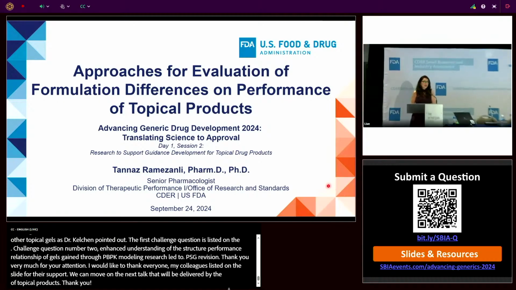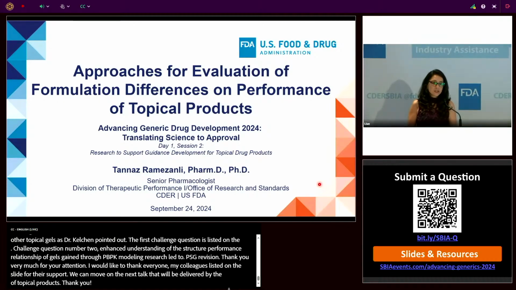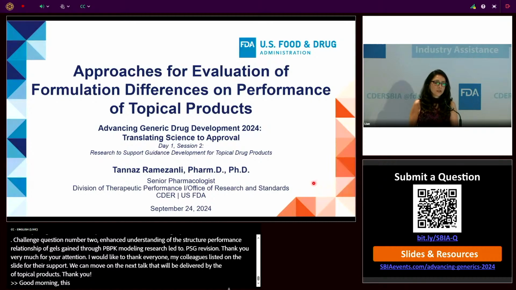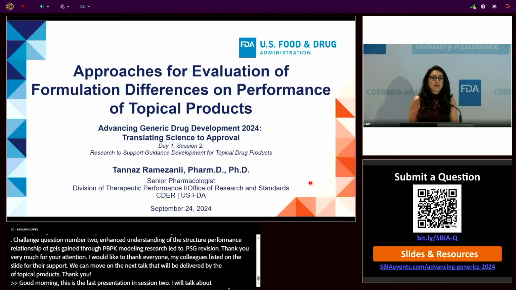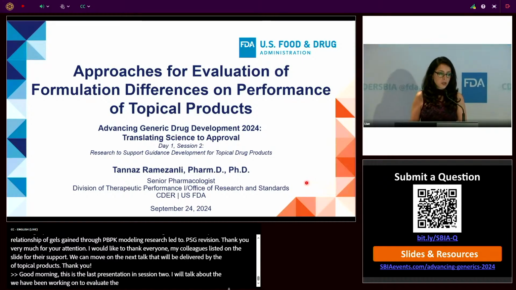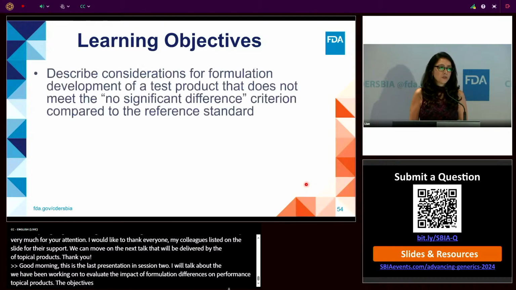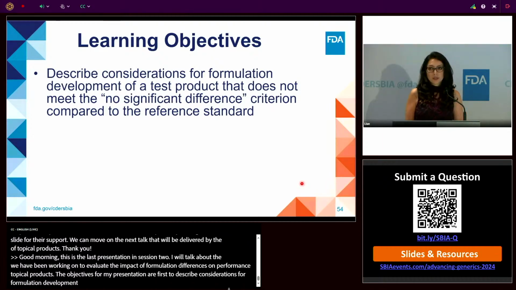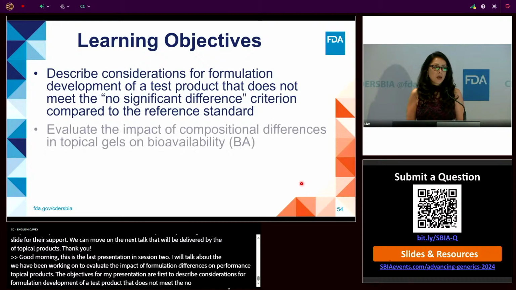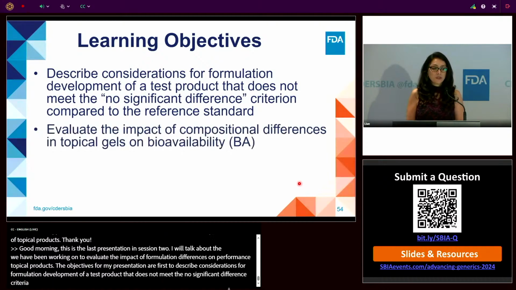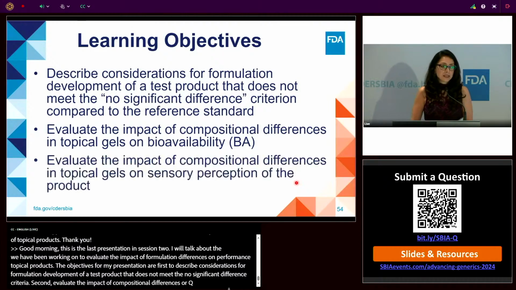Good morning, everyone. This is the last presentation in session 2, and I'm going to talk about the approaches we have been working on to evaluate the impact of formulation differences on performance of topical products. The objectives for my presentation are first to describe consideration for formulation development of a test product that does not meet the no significant difference criterion. Second, to evaluate the impact of compositional differences or Q2 differences on bioavailability of topical gels. And the last is to evaluate the impact of Q2 changes on sensory perception of topical gels.